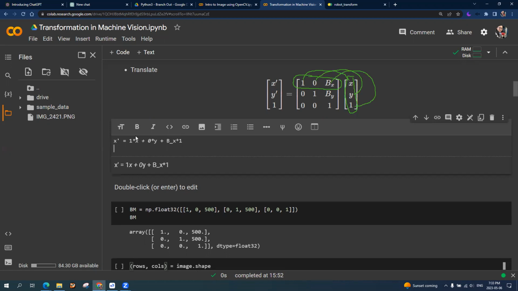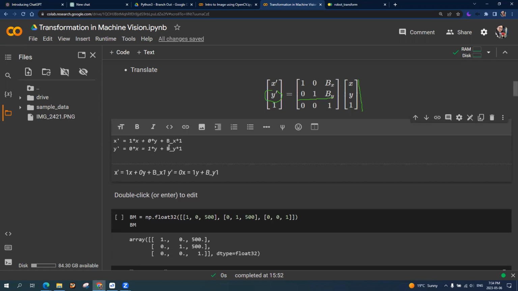Okay, so that finished the first x pi, and then same thing for the y pi's. So y pi, how is it calculated? It is by this row multiplied by this column and then add them together. Okay, so y pi just means that y pi equals 0 multiplied by x plus 1 multiplied by y, and then plus b y multiplied by 1. All right.